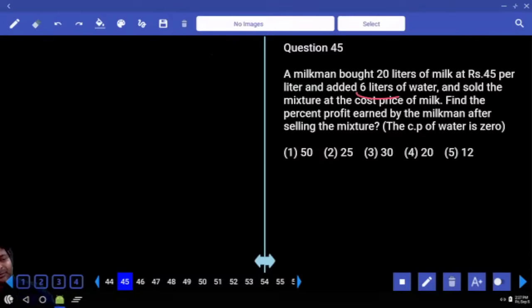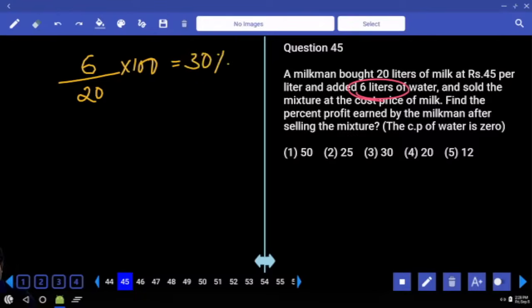Okay, it's a simple one. How many liters did we add? 6 liters. To which number? 20. Your profit percentage is this much. Answer 30%. I'll tell you the logic to remember easily. Okay? Assume you are a milk vendor.